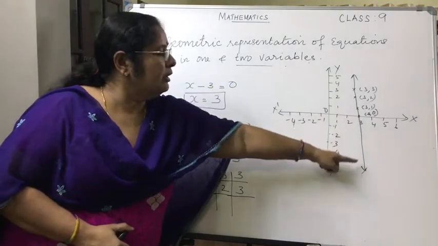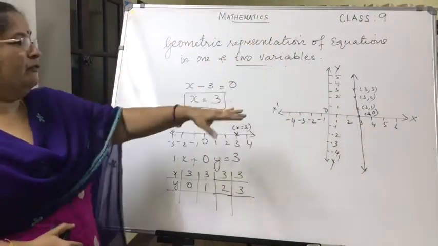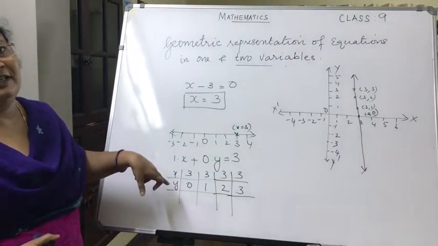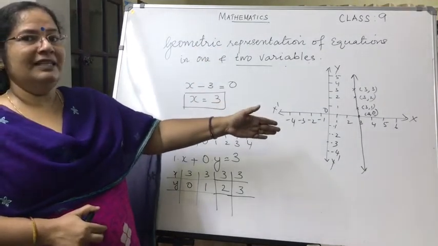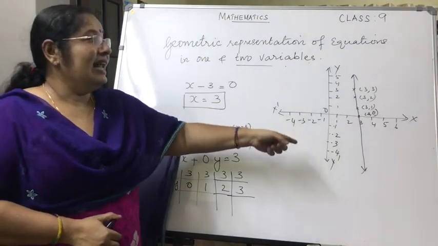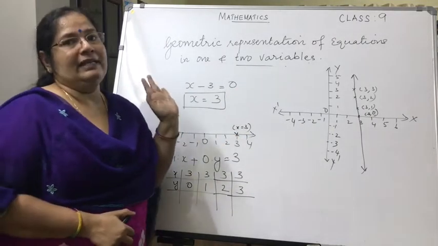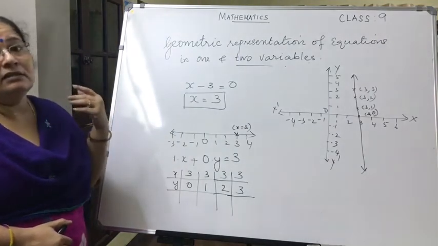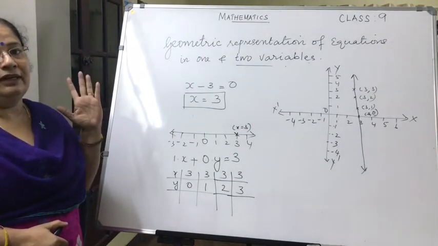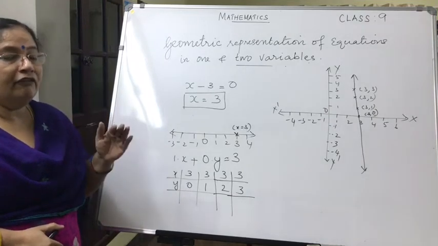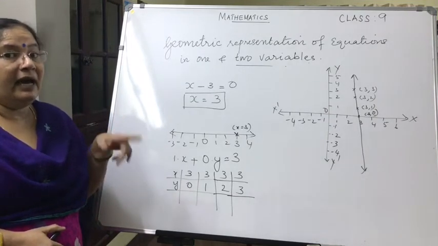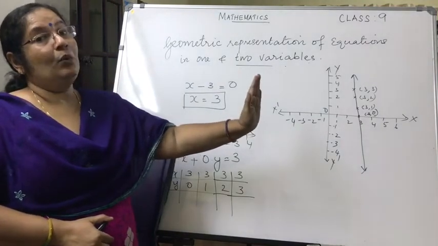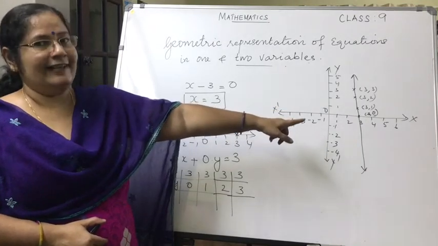So all the points on this line will give you the solution for this. So how is that graph in two variables? It is a line parallel to the y-axis. So x equals something. Suppose it was x equals 5. How would the graph be? The graph would still be a line parallel to the y-axis, but 5 units away from the y-axis. That is at 5 on the x-axis.